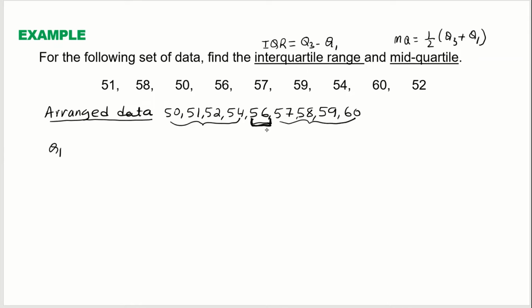So Q1, you can see here we have 4 observations. So the middle value will be in between 51 and 52, which is obtained by 51 plus 52 divided by 2, which is equal to 51.5. And your Q3 is the median of the numbers which are here. So the middle value will be between 58 and 59. So it will be 58 plus 59 divided by 2, which is 58.5.